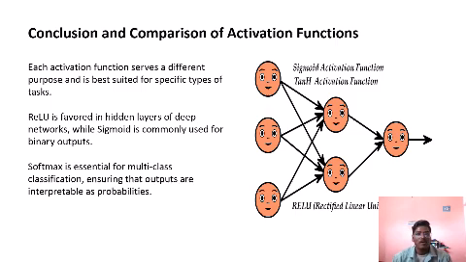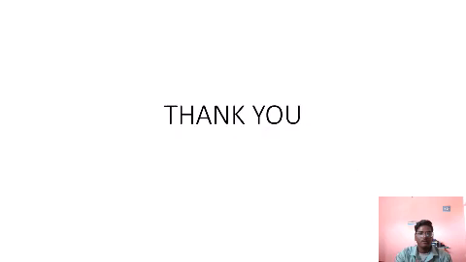Conclusion from the comparison of activation functions. Each activation function serves a different purpose and is best suited for specific types of tasks. ReLU is preferred in hidden layers of neural networks, while sigmoid is commonly used for binary outputs. Softmax is essential for multi-class classification, ensuring that outputs are interpretable as probabilities. And thank you.